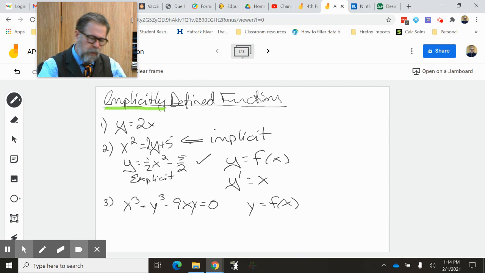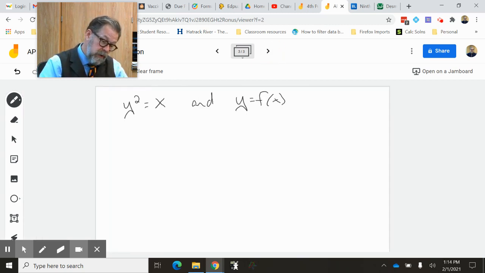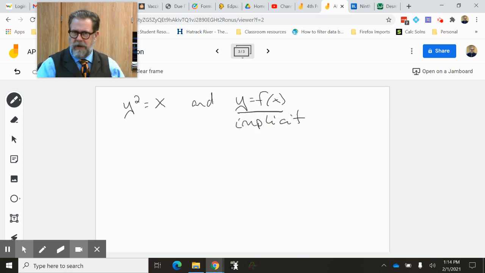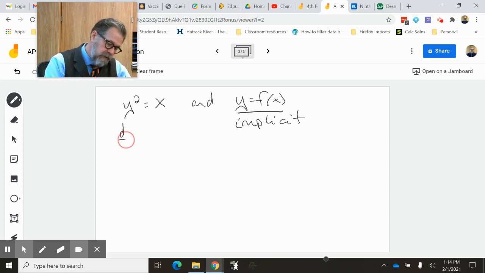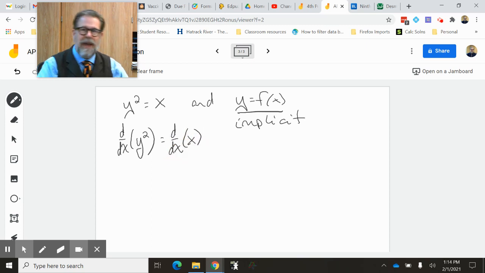And we're going to start with a really simple example. And our really simple example is y squared equals x. Implicitly, I know that y is a function of x, and I could very easily just take the square root of both sides, but I'm not going to. Here's what I am instead going to do. I am going to take the derivative with respect to x of y squared, and I know that must be equal to the derivative with respect to x of x.